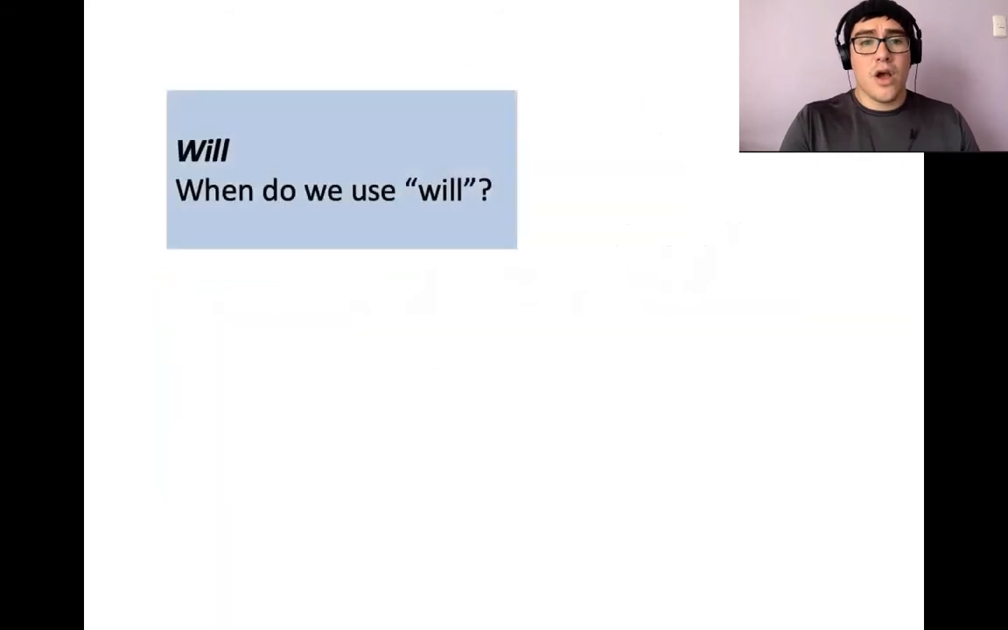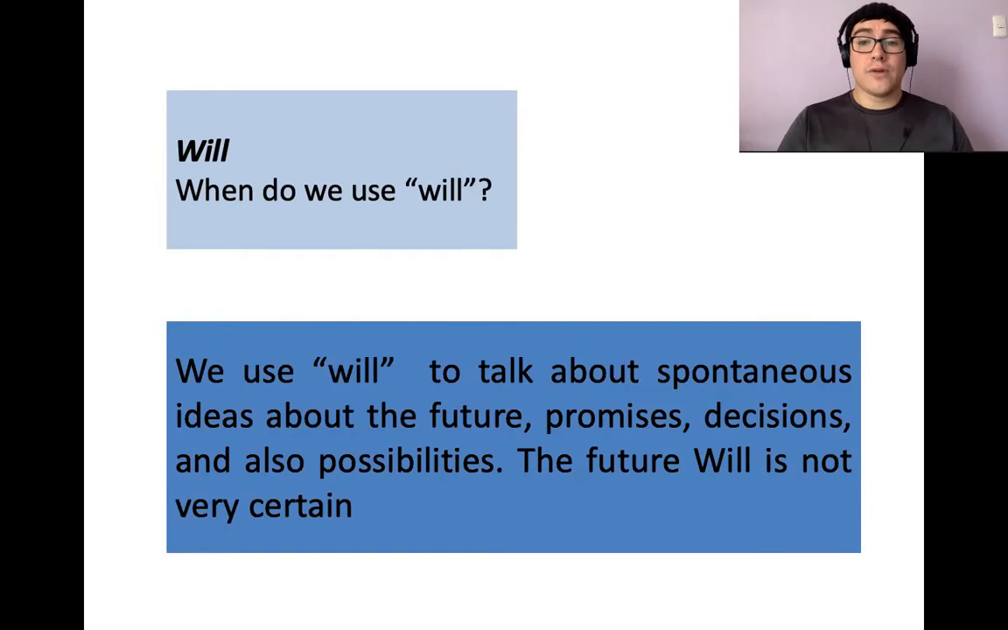So, will, when do we use will? When do we use the expression will and the structure for the future? We use will if we want to talk about spontaneous ideas about the future, or promises, decisions, and also possibilities. So if we are using will, we are talking about something that is not very certain. We are not very sure about this future. If we want to make decisions or promises, probably we are going to use will. And if we want to talk about possibilities, we're going to use will.